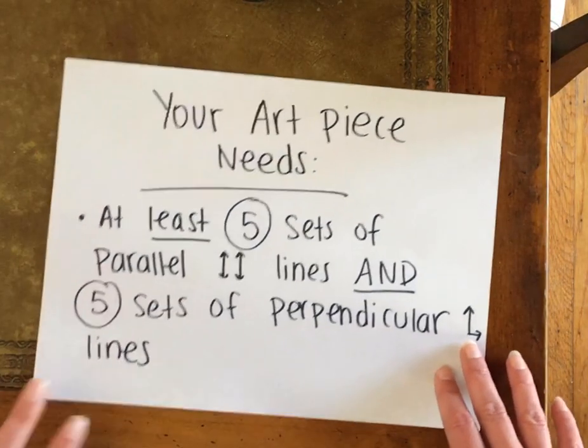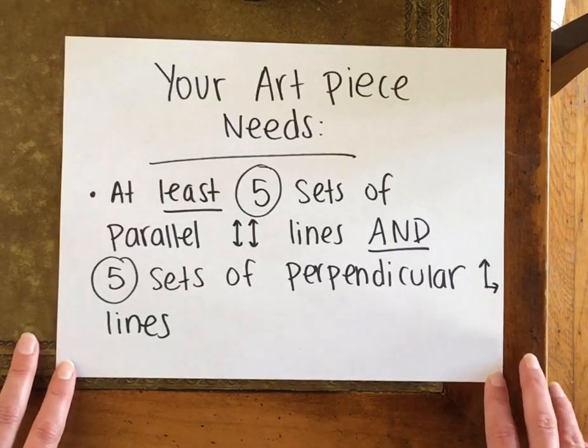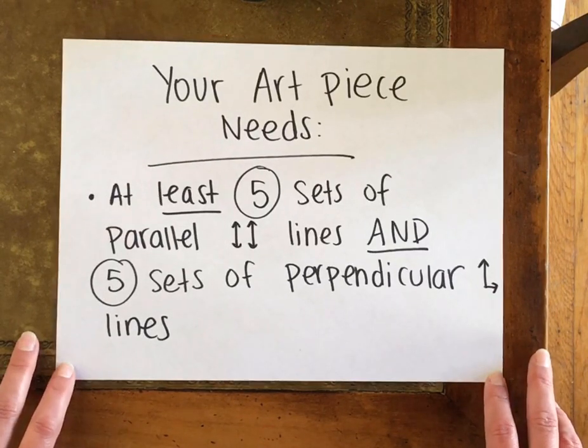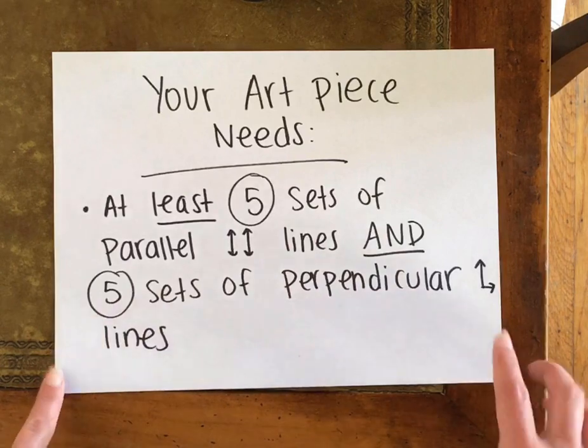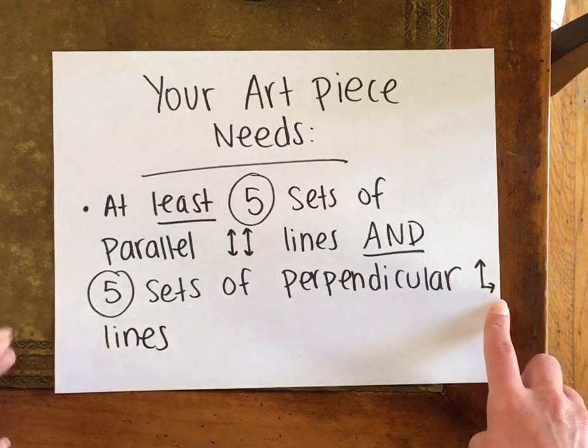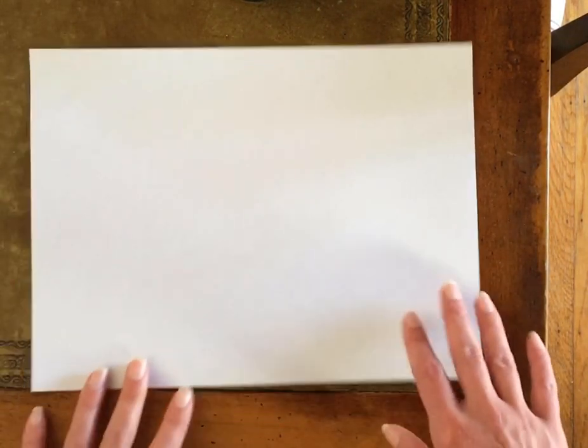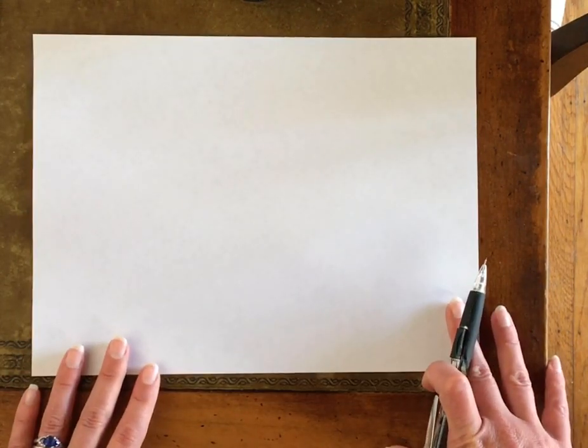This is a pretty open-ended piece, but there are some requirements. Within your line art, you need to have at least 5 sets of parallel lines and 5 sets of perpendicular lines. Let me show you the first step. So step 1 is going to be to draw your lines in pencil, and here's where you want to make sure that you have your 5 sets of parallel and 5 sets of perpendicular lines.